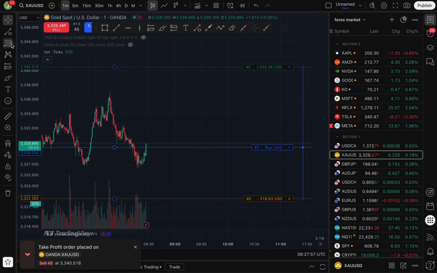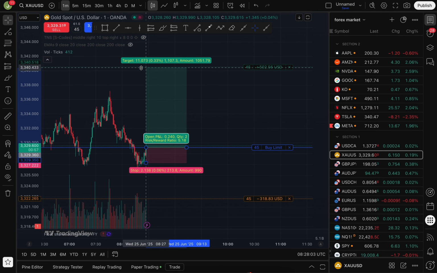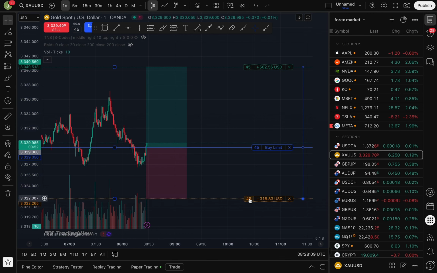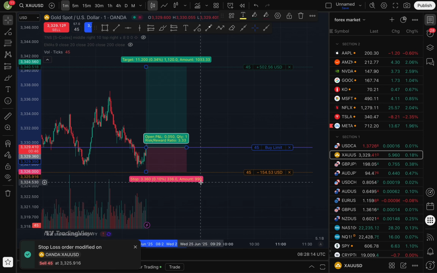And since this is a buy, we use this tool. I bought at this candle right there. Go all the way up right there. All the way up right there. And let's say we have like a 1-to-5 ratio. We can change it if we click on this. So let's do that. And now we have a 3.33 ratio.